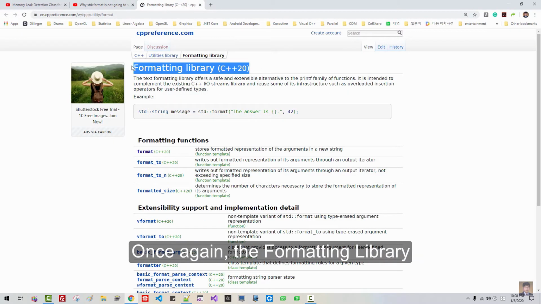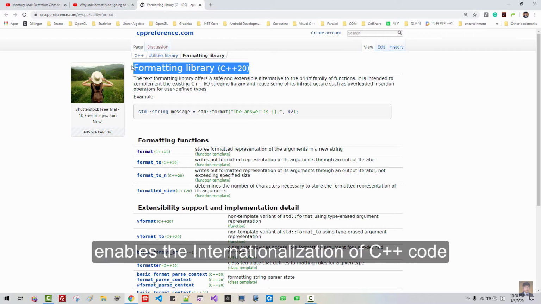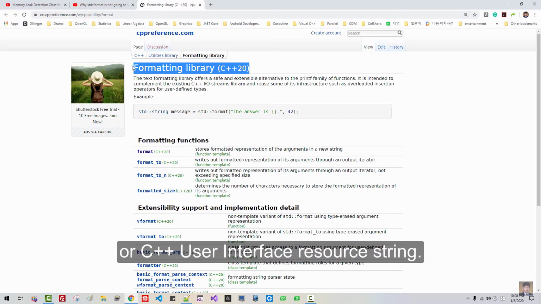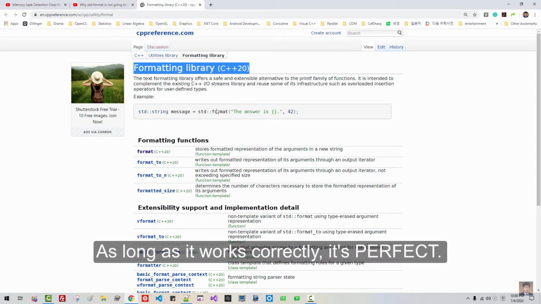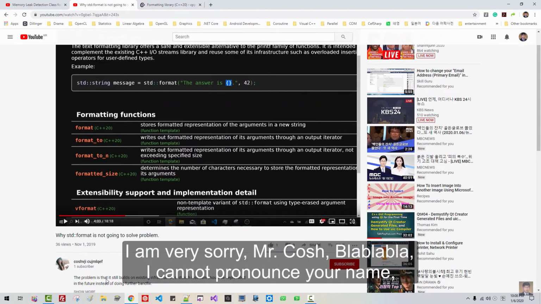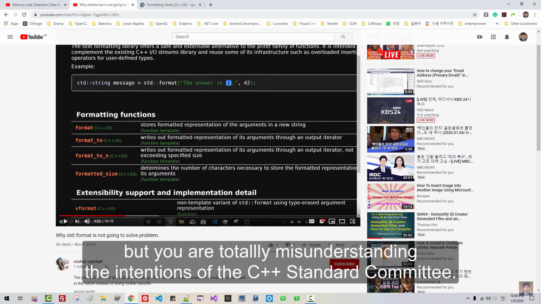Once again, the formatting library enables internationalization of C++ code or C++ user interface resource strings. It does not need to be efficient or anything. As long as it works correctly, it's perfect. I'm very sorry, Mr. Koshiji. I cannot pronounce your name, but you are totally misunderstanding the intention of the C++ Standard Committee.